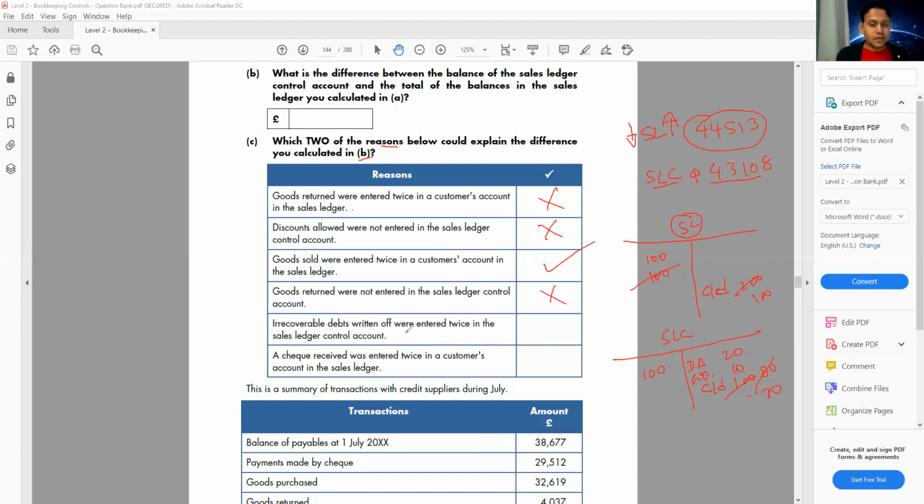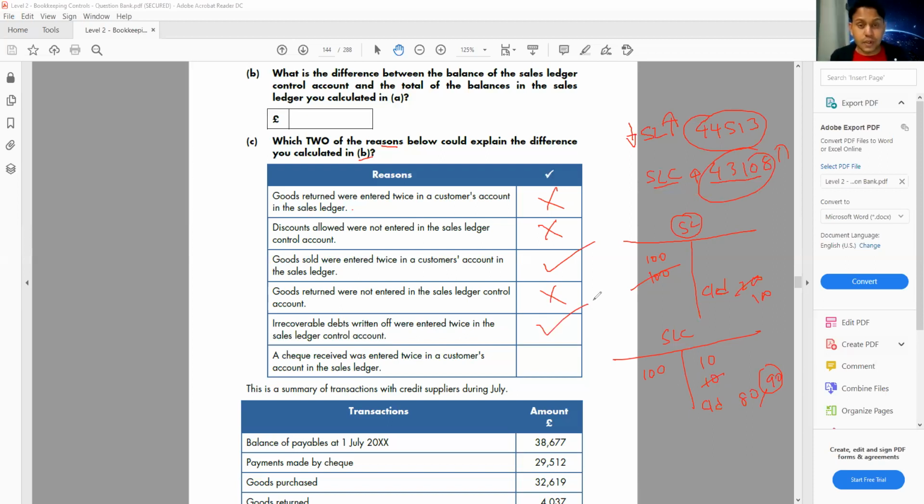Irrecoverable debt write-off was entered twice in the sales ledger control. So basically, we are saying the irrecoverable debt was maybe only one, but I wrote it off twice. Let's have a look at what the impact would be if we do that. For example, I have an irrecoverable debt of only 10, but I mistakenly write 10 and 10, and my balance sheet will become 80. If I remove one, it will go up to 90. So that means my total sales ledger control balance will go up. I said yes, this is the reason.